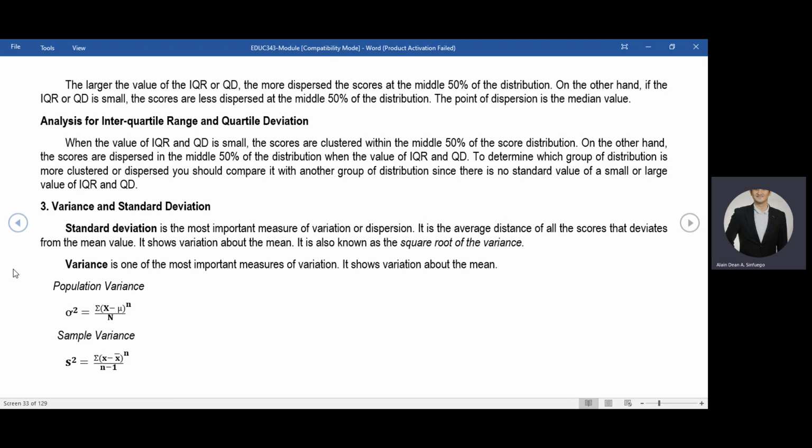We have the formula here. Sigma squared is equal to the summation of the quantity x minus the mean, or mu, raised to 2, all over the population size. For sample variance, you have s squared equal to the summation of x minus x bar raised to 2, all over n minus 1.